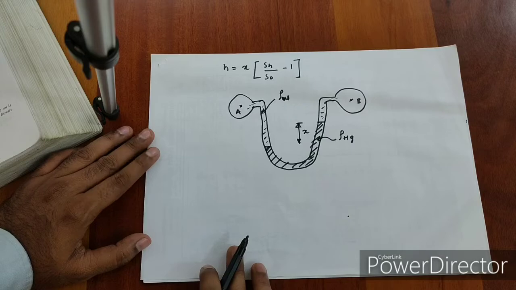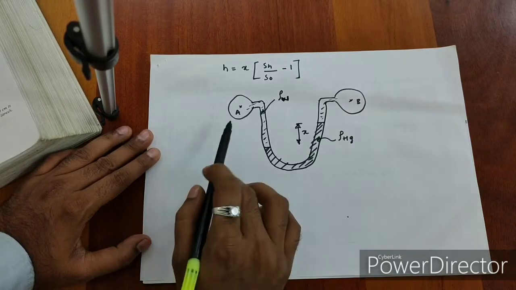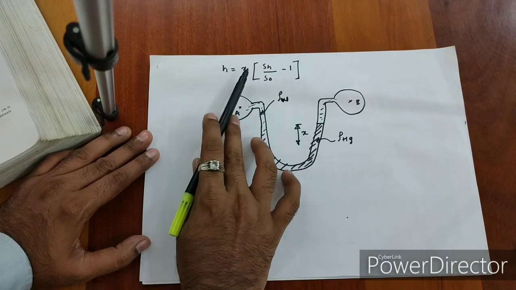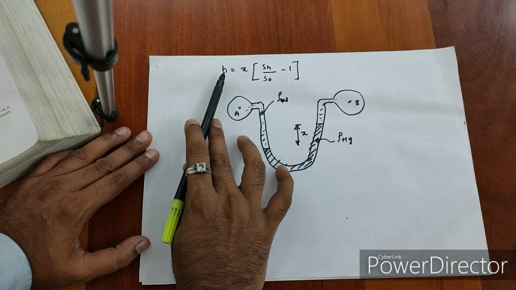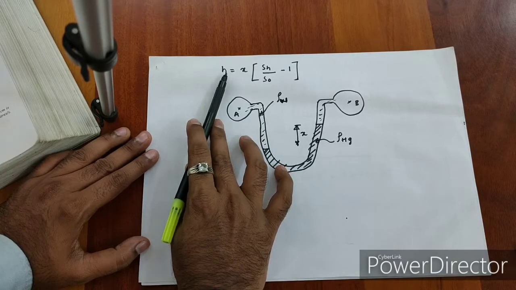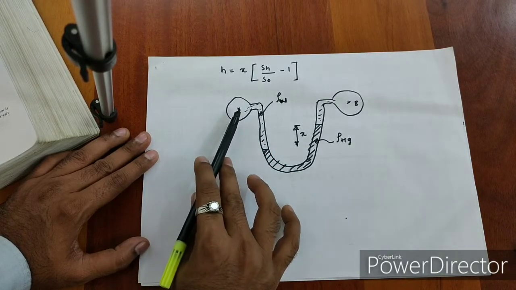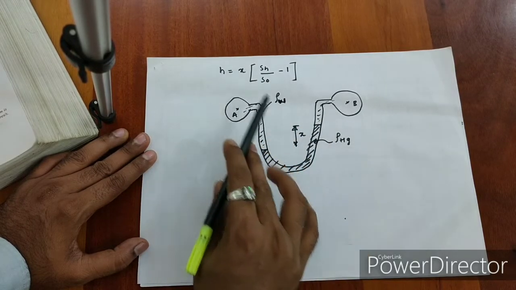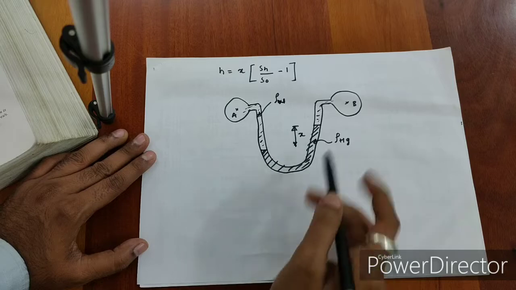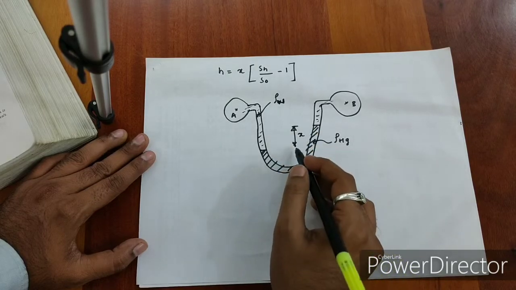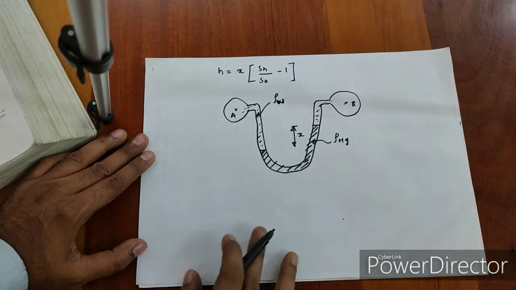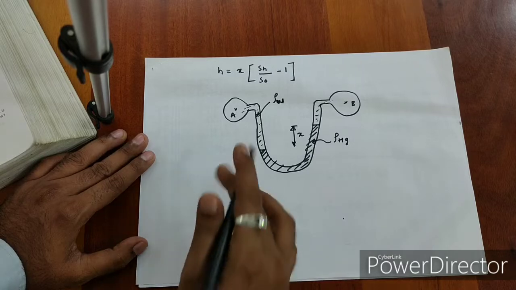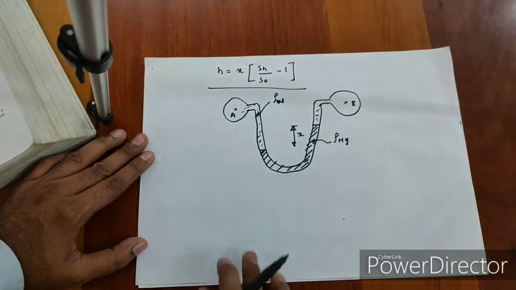Here we will try to understand the difference between H and X. H is the difference of pressure head between the two points A and B, and X is the difference of level of manometric liquid in the U-tube manometer. So we will see how this relation is established.